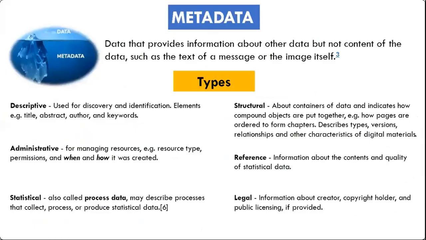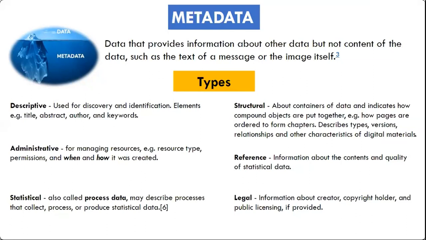Then on metadata, we know that data that is stored in the repositories has to be described. So metadata is data that provides information about other data, but not the actual content of the data, such as the text of a message or the image itself. And there are different categories of metadata. We have descriptive, which is used for discovery and identification purposes. Examples of this include title, abstract, author, and keywords. Then we can have administrative metadata for managing resources, for example, resource types, permissions, when and how the resources were created.